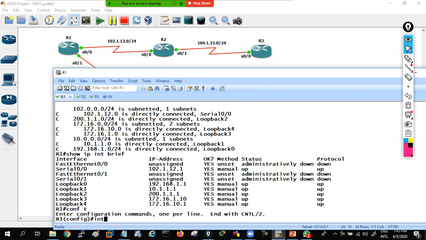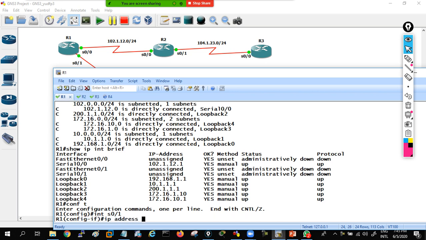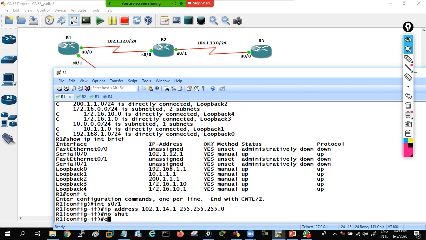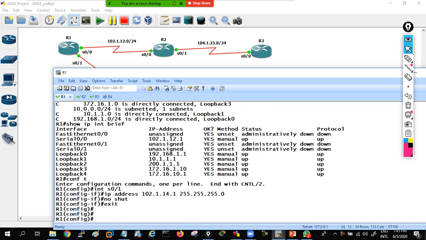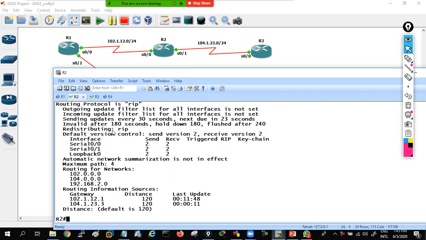conf t, interface serial 0/1, IP address. Okay, and what is the IP address? We are going to configure 102.1.14.1 255.255.255.0. Then no shut. Okay, guys, then let's go and see in router 4.